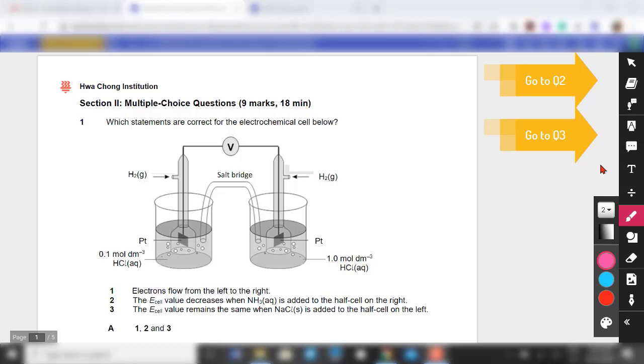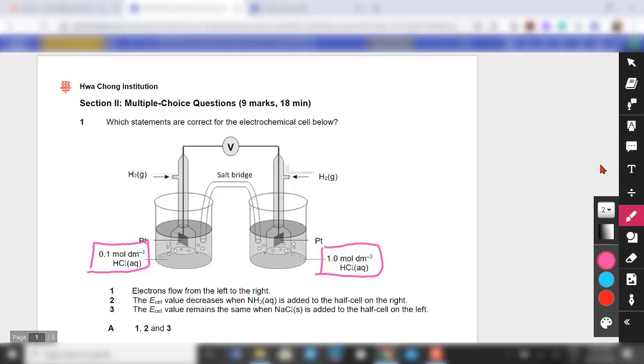We will begin our debrief by looking at the first question. For the first question, you have a setup where the concentration of HCl to your left is 0.1 moles per dm cubed. The concentration of HCl to the right is 1 mole per dm cubed.